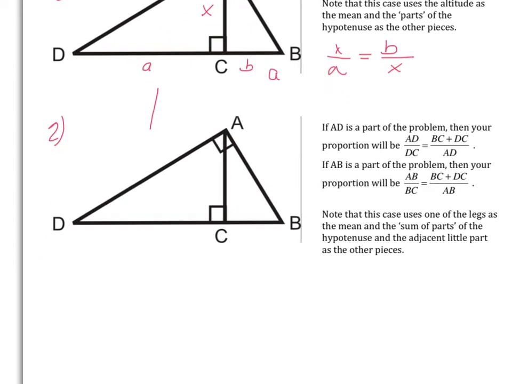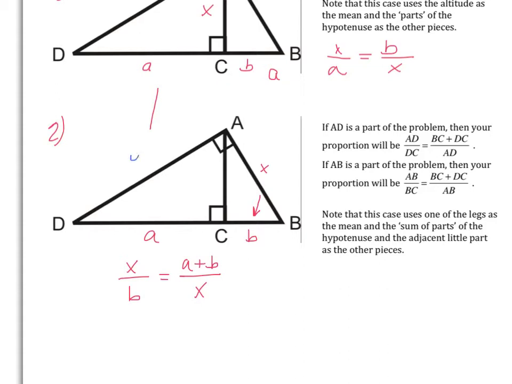Let's say that we're given one of the legs as part of the problem, and then this is still little a and little b. Then if you're given that leg, that's going to be your proportional, or your mean rather, and then the adjacent side, which is the one next to it, is the b, and then the other piece is the sum of the parts. So that's one way you can be given a leg.